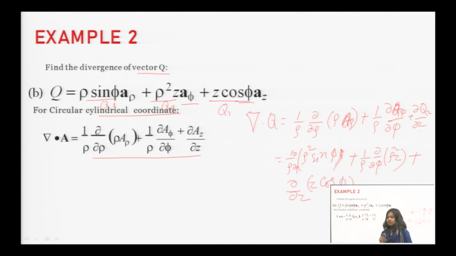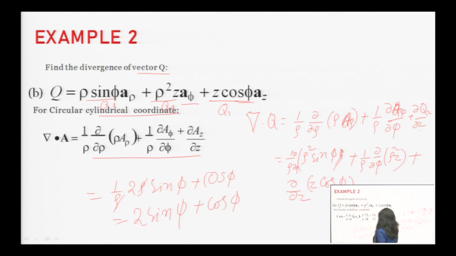Now we need to simplify this, and after simplifying it will give 1 by rho times 2 rho sin phi. Rho will cancel out, plus here as no phi term is there, the differentiation of this term will be 0, and finally 1 by rho multiplied by 0 will be 0. Now here we can see that differentiation of z cos phi will appear as it is, and differentiation of z term will be 1. So, the final answer is 2 sin phi plus cos phi. This is the final answer of this problem.